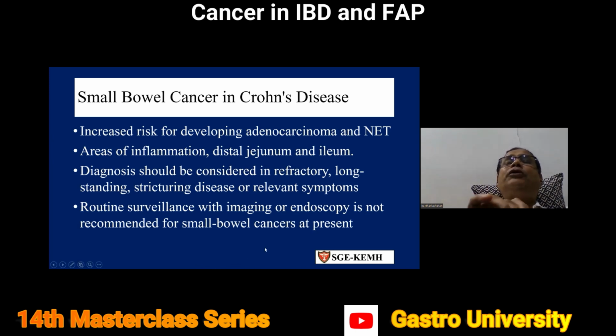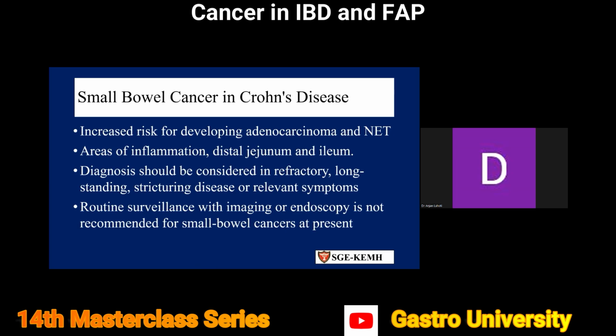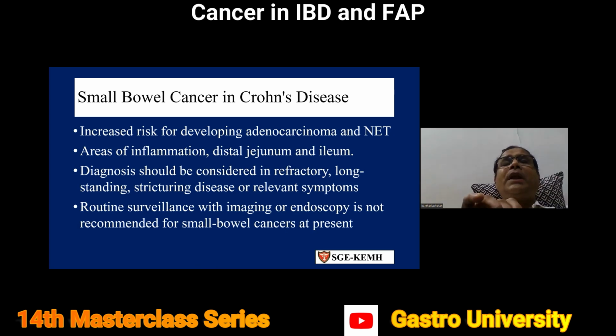As far as small bowel cancer in Crohn's disease is concerned, there is increased risk for developing both adenocarcinoma and NET, as we have discussed. It commonly affects the areas where there is inflammation, the distal jejunum and proximal ileum, and you should suspect the presence of malignancy in patients with refractory, long-standing stricturing disease or patients who present with relevant symptoms. As far as surveillance is concerned, as of now, routine surveillance either with imaging or endoscopy is not recommended for small bowel cancers.